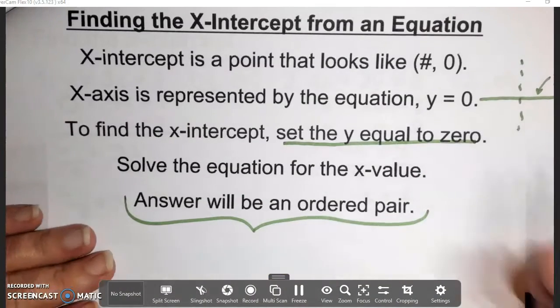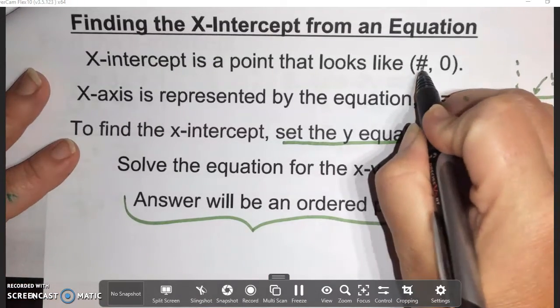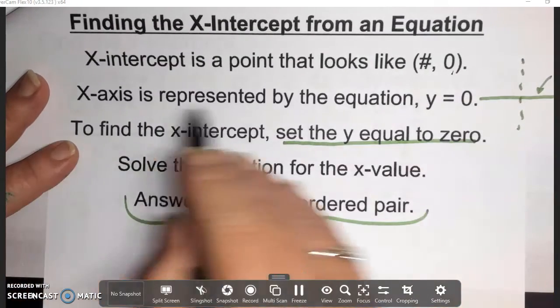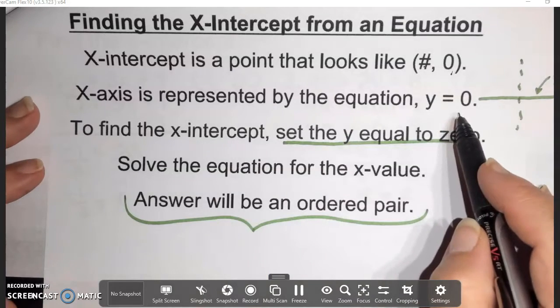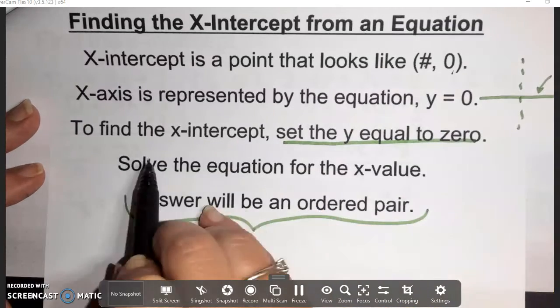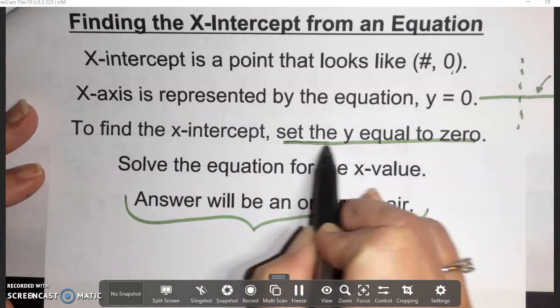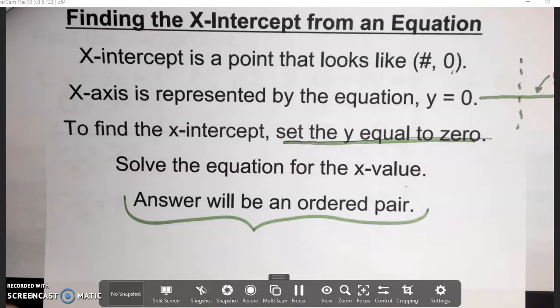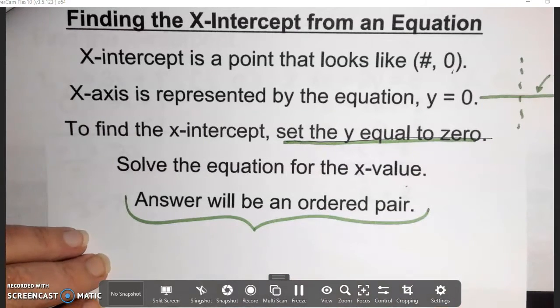The x-intercept is the opposite of that. You have a number in the x value and a 0 for your y value. The x-axis is represented by the equation y equals 0. To find the x-intercept, you're going to set the y equal to 0 and solve for the x value. So this just flips it. And the answer is still going to be an ordered pair.